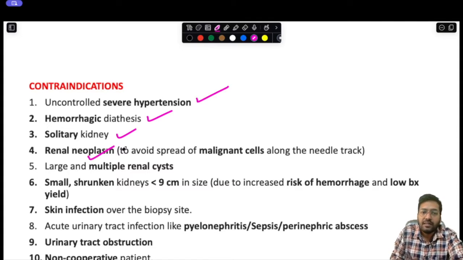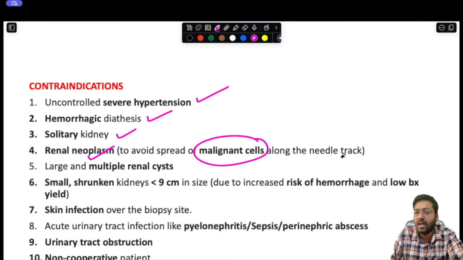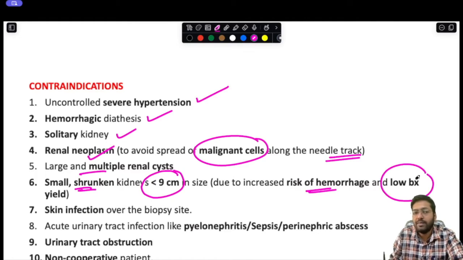If there is a renal neoplasm, the basic worry is that if you introduce a needle through the renal neoplasm, you might spread the malignant cells. So if you are suspecting a renal neoplasm, renal biopsy is contraindicated so as to avoid the spread of malignant cells along the needle tract. If there is presence of large and multiple renal cysts, or you have a small shrunken kidney less than 9 centimeters in size, because in that case there is an increased risk of hemorrhage and low biopsy yield.